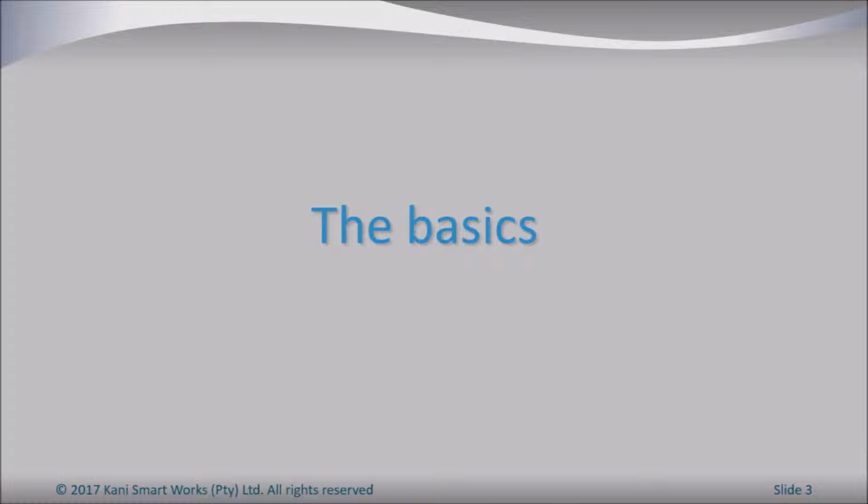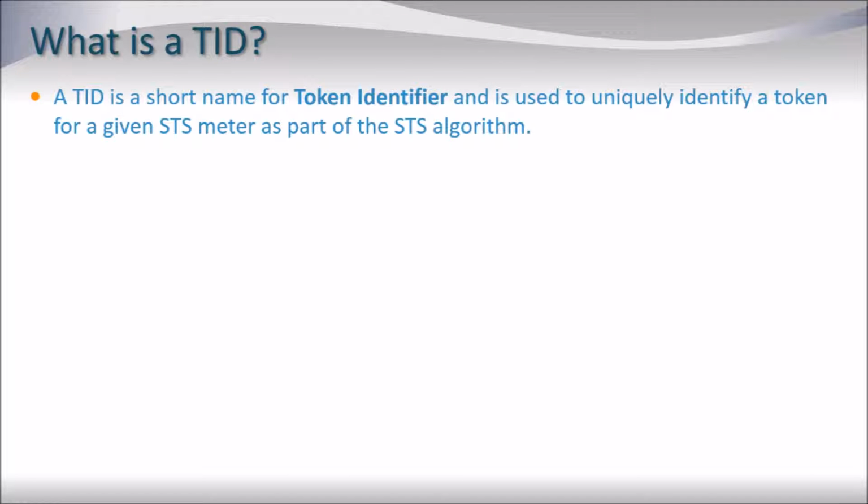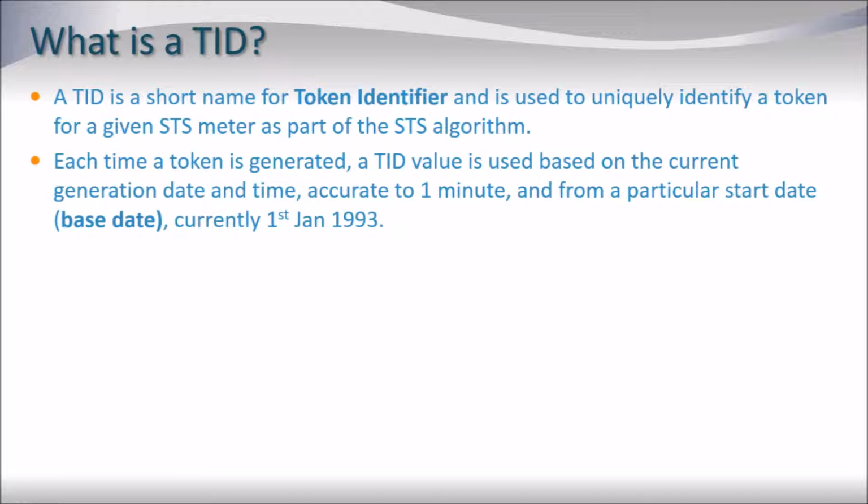So to start with, let's examine the basics. What is a TID? A TID is a short name for Token Identifier, and it's used to uniquely identify a token for a given STS meter as part of the STS algorithm. Each time a token is generated, a TID value is used based on the current generation date and time. It's accurate to 1 minute and from a particular start date or base date. Currently, the original and first base date being the 1st of January 1993.